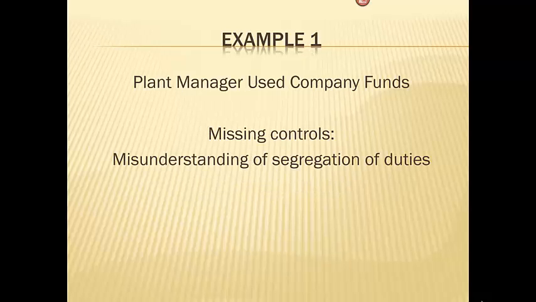Let's go through a couple of examples. In the 20 plus years that I've been in the work world around accounting and accounting controls, I have run across a couple of instances of problems in this area. One of them was a company that I worked for where a plant manager used company funds to build his own house. And this was caught by the fact that we had a segregation of duties.